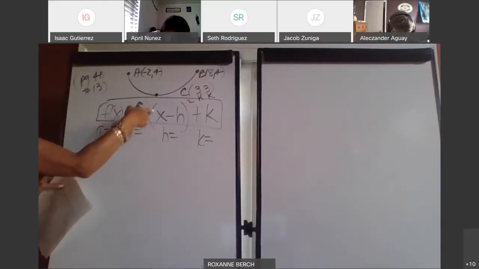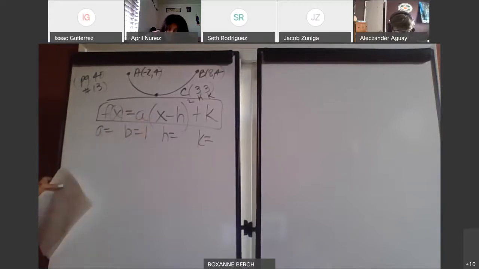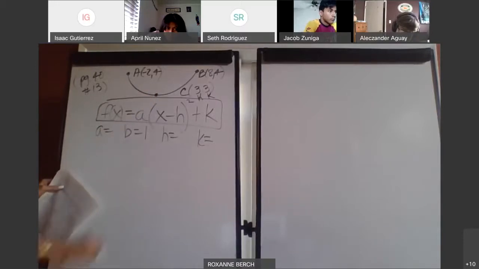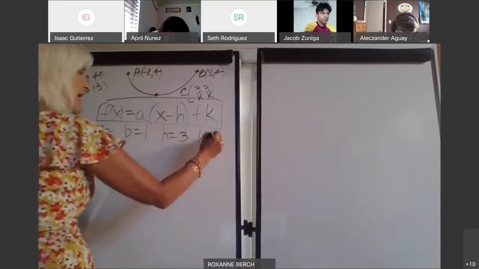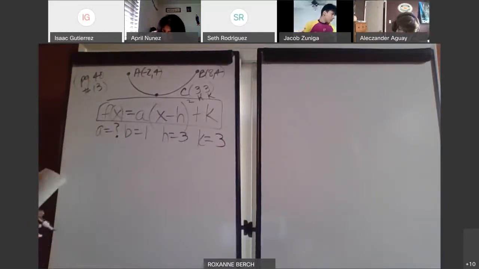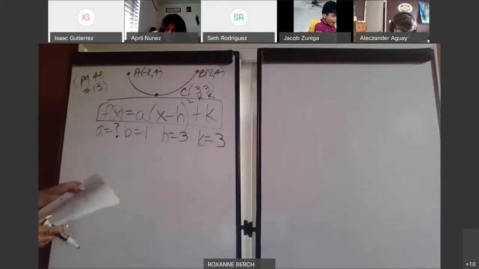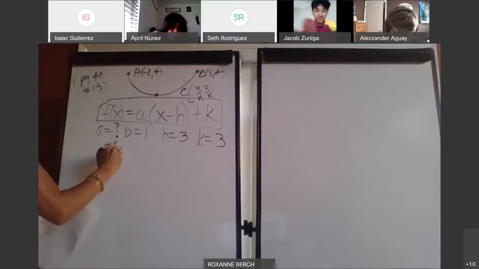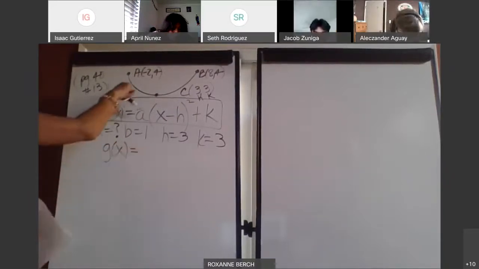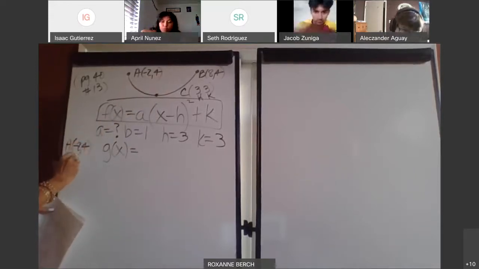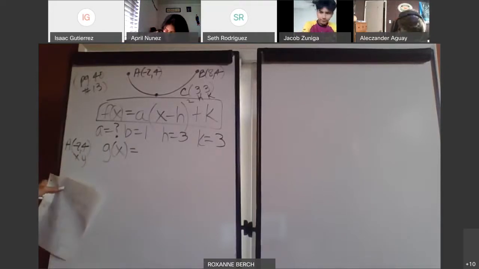Well, since there's no number there, we know it's 1, because if it was 0, it would be linear, not a quadratic. h is 3 and k is 3, and we have to find a. Now, sometimes in the future, you'll have to find b, but we'll wait till we get to that. So for my new function g, I'm going to use the easiest point, A, to be my x and y to find a.